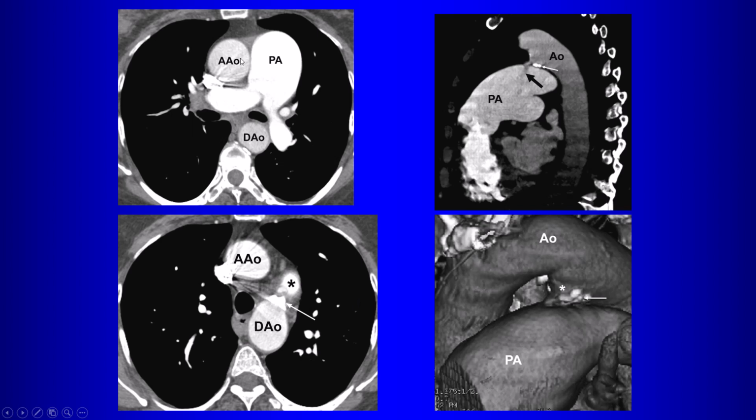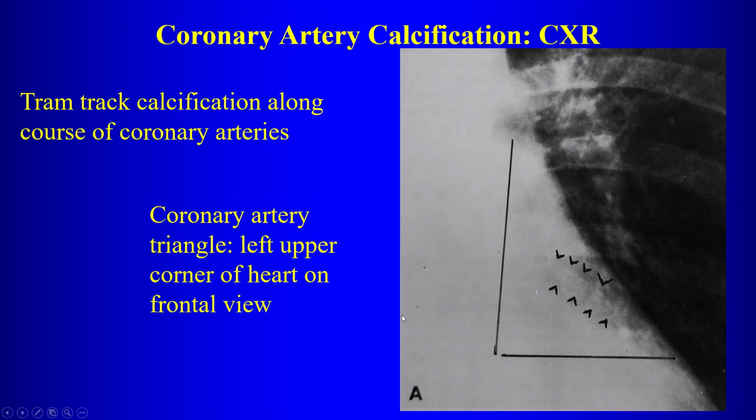More examples, big pulmonary artery. Here's calcification of a patent ductus arteriosus here on the sagittal oblique view. You can see the ductus arteriosus there connecting the aorta to the pulmonary artery. And then here on this volume rendered view, we can see the calcification there of the patent ductus arteriosus.